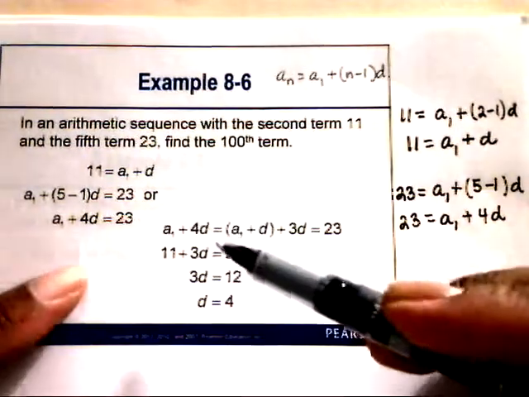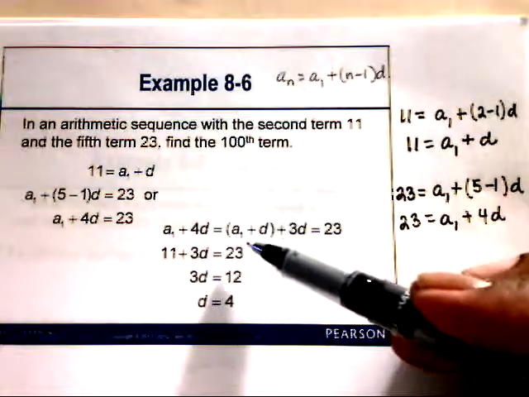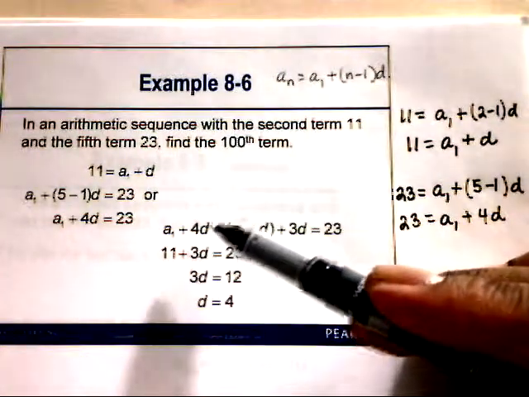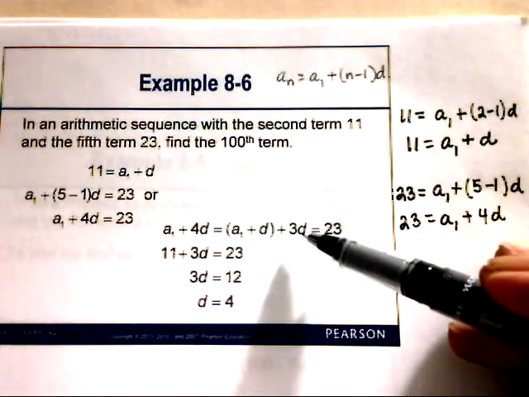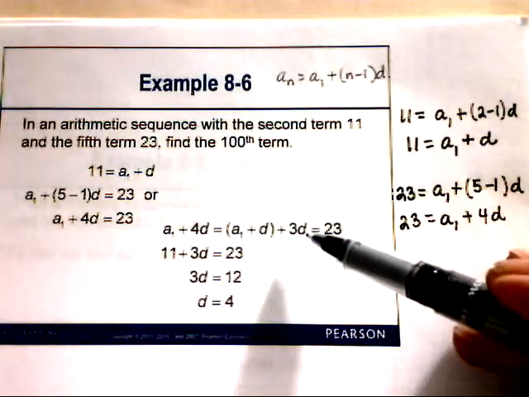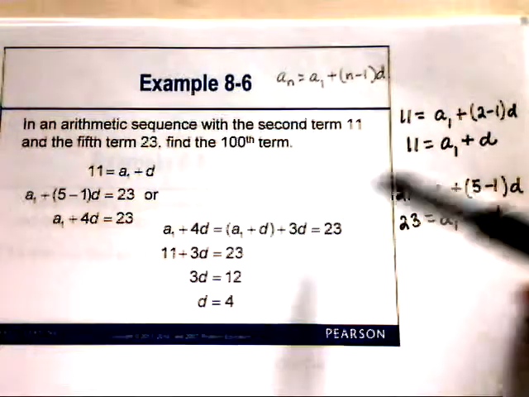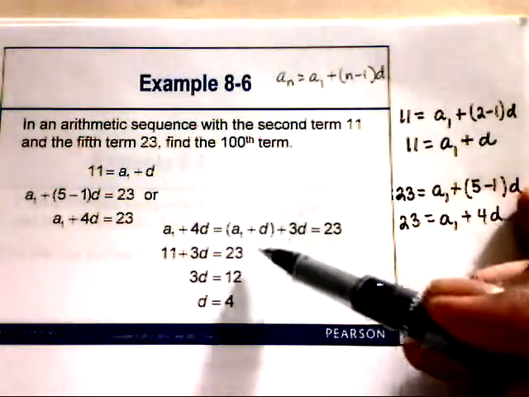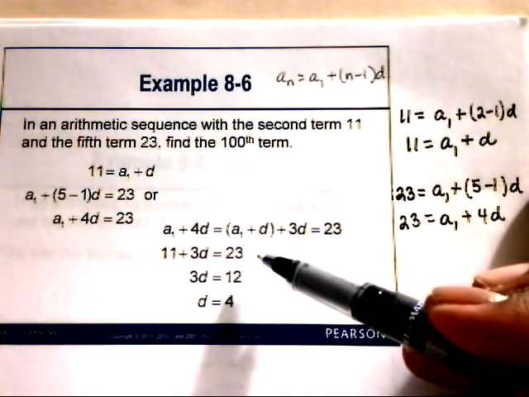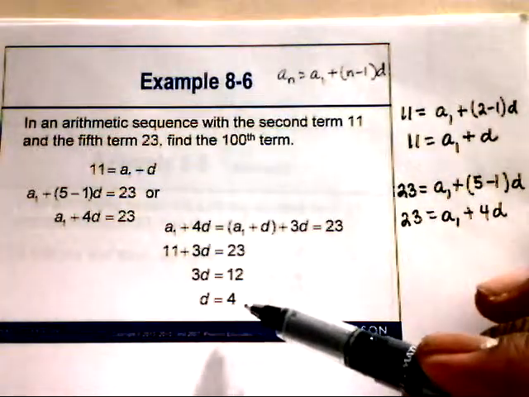Okay, now they took this, that a1 plus 4d, broke that up into this, a sub 1 plus d plus 3d. Because 4d is the same as d plus 3d. They just broke this up. So a1 plus d plus 3d is equal to 23. Well, what's a1 plus d? That's 11. So they just substituted this with 11. So you have 11 plus 3d is equal to 23. And then subtract 11 on both sides, you get 3d is equal to 12. And then d is going to be equal to 4.